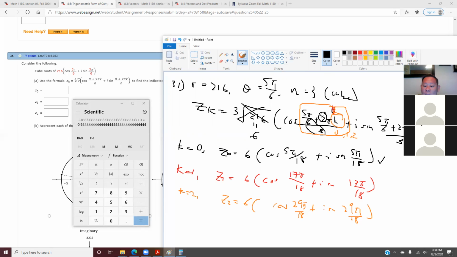What you do is you look at this 2 and you look at this 6, you multiply it. This is 12. So in this case, you just add 12 pi to the top. So 5 plus 12 is 17. And then you add another 12 pi. 17 plus 12 is 29 pi. So that is another shortcut.